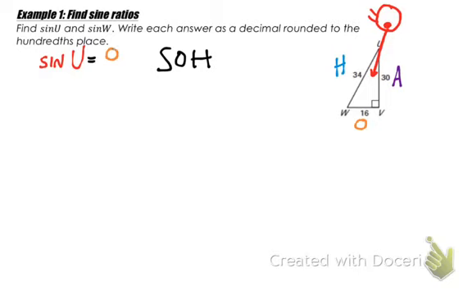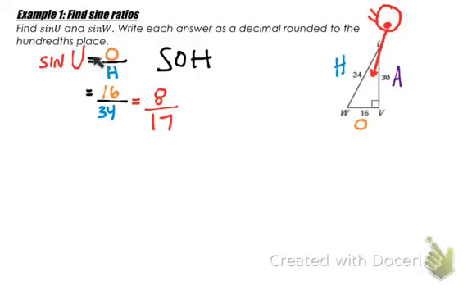Okay, so then sine of u is equal to the opposite over hypotenuse. So substituting what I know, the opposite side is 16 and the hypotenuse is 34. So the sine of u is equal to 16 over 34. Well, let's reduce this fraction. We get 8 over 17.